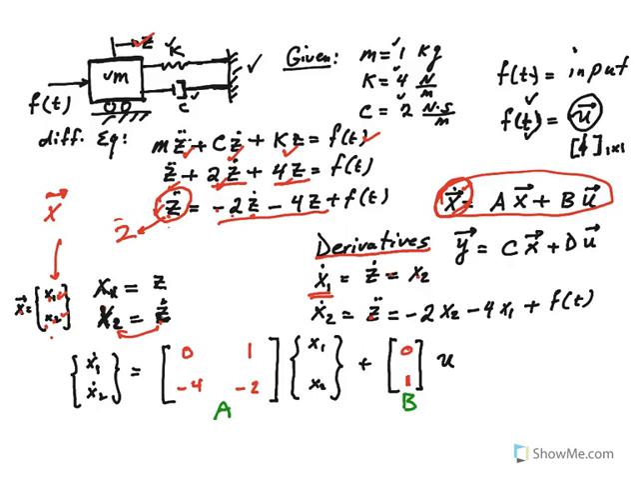All right, so I said x2 dot is z double dot, which is equal to what? Minus 2z dot. What is z dot? x2. Here we go. Minus 4z. What is z? x1. So minus 4x1 plus f of t. So far you've got everything now in terms of x1 and x2. So now you go and try to find your matrices A and B.